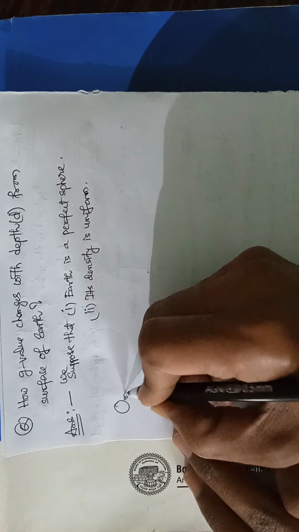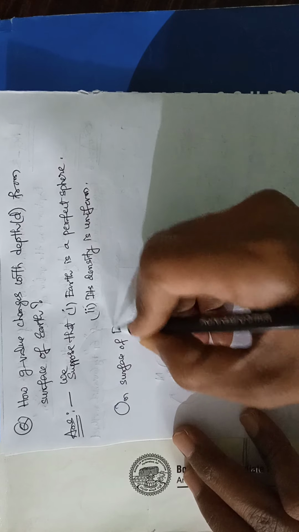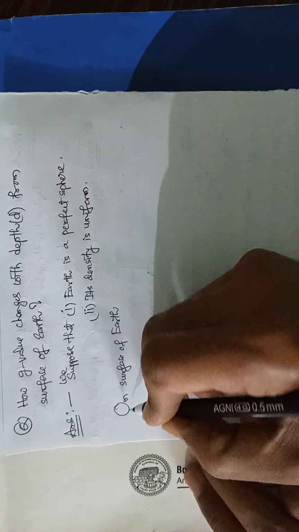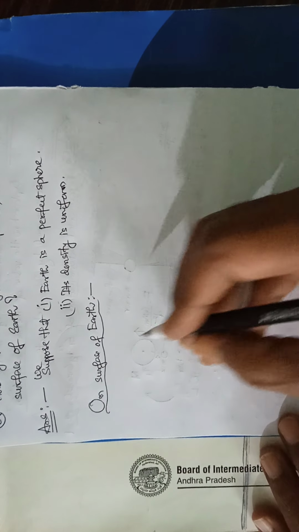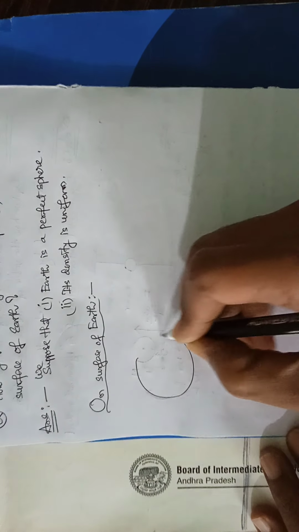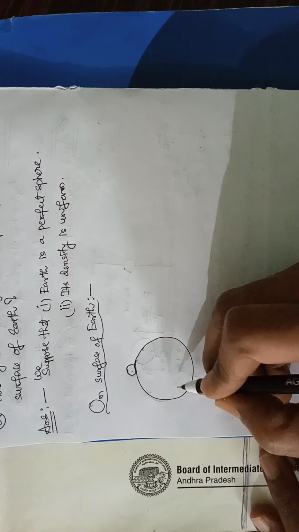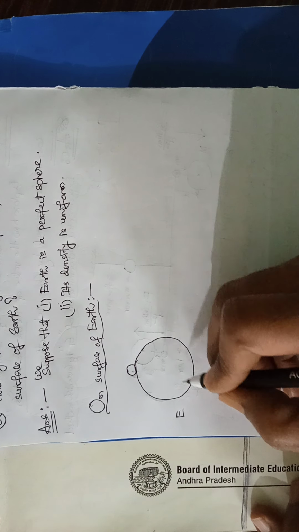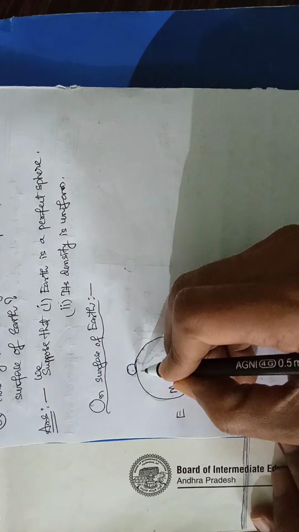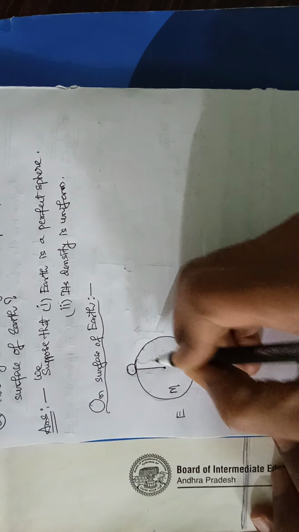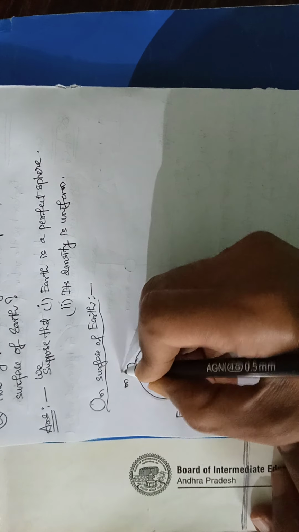First we will consider the surface of the earth. On the surface of the earth, this is our earth and this is the object. This is the earth, its mass is capital M, its center, this is the radius, and the object's mass is small m.